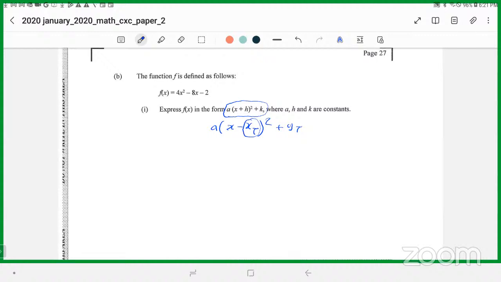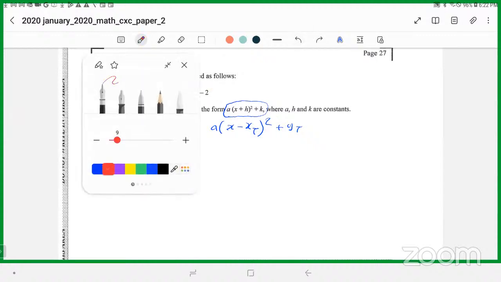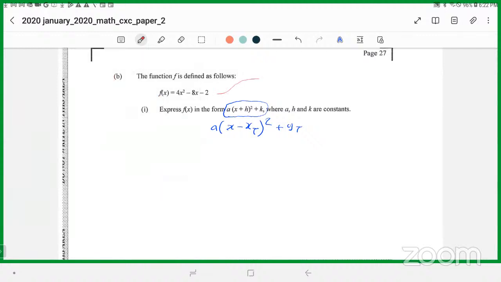Xt is the x value at the turning point. Yt is the y value at the turning point. There's a formula for xt, there's a formula for yt, using the coefficients from the standard form. From this standard form, the a is the coefficient of the x squared term, which in this case is 4. The b is the coefficient of the x term, in this case negative 8. You cannot ignore the negative 8. And the c is the constant term in the expression, which is negative 2.